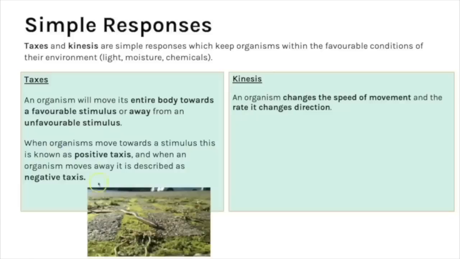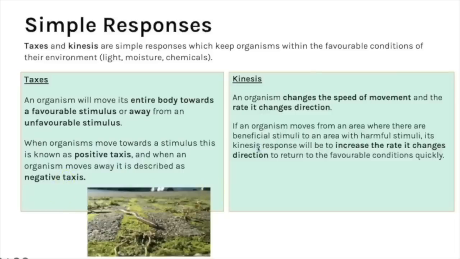So the example we have here is an earthworm, and earthworms don't want to be in the light. That would dry them out. So if it is light, they would move their entire body away towards a darker light source. So when an organism moves towards a stimulus, this is known as positive taxis. When an organism moves away, it's described as negative taxis. So the earthworm moving away from the light would be negative phototaxis.